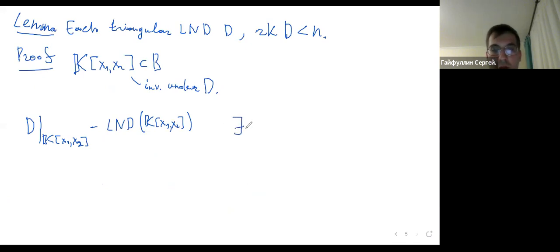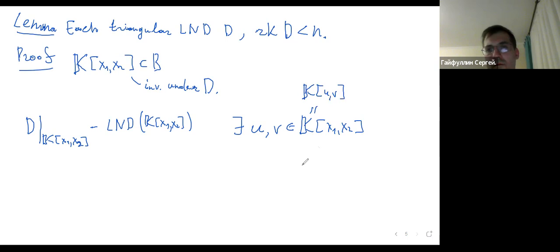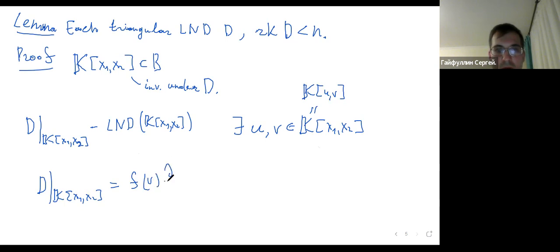We have another system of variables u and v, such that they belong to k[x1, x2], and k[x1, x2] equals k[u, v]. In this system of coordinates, this restriction has the form f(v) multiplied by the partial derivation in u. But here we see that v belongs to the kernel.